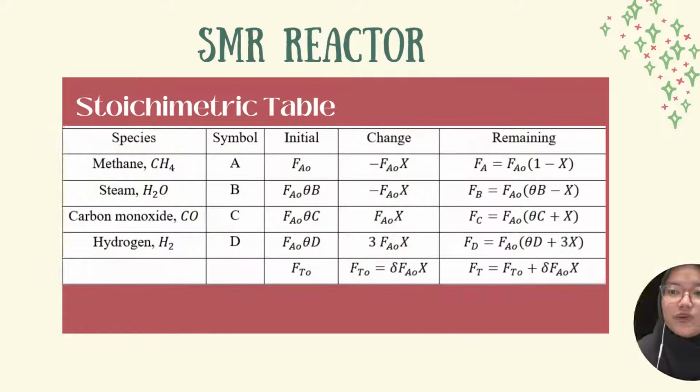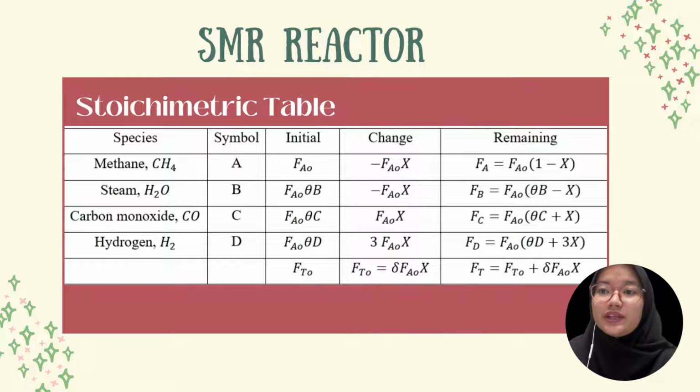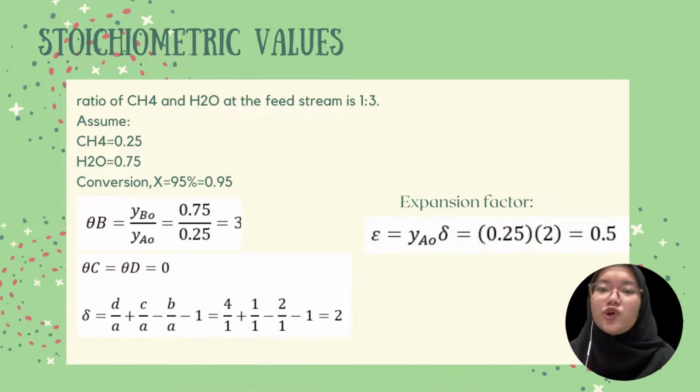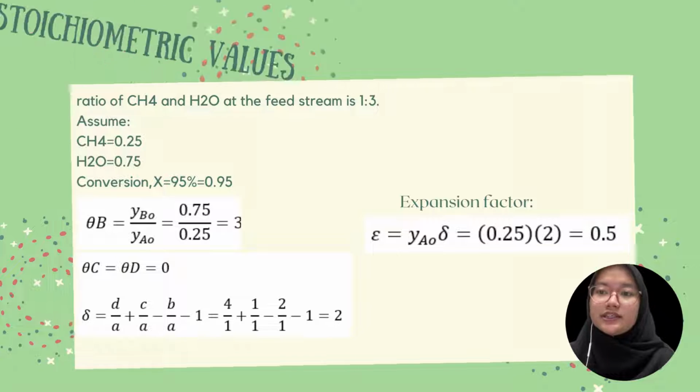Here is the stoichiometric model for the SMR reactor, which will help us to determine the values that will be used in our calculation later. Based on reference, we know that the ratio of CH4 and H2O in the feed stream is 1 to 3. Hence, we assume the fraction of CH4 as 0.25 and H2O as 0.75. And the conversion for the reaction is assumed as 95%. Then, the change in the reactants is determined, as well as the delta. In this calculation, the expansion factor is considered since it is a gas-phase reaction.